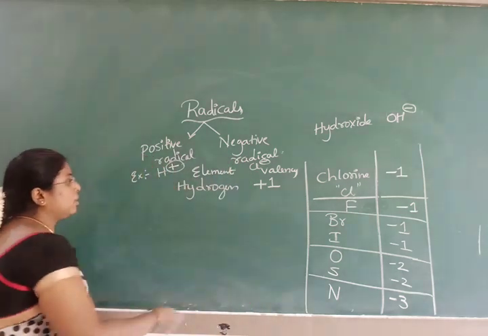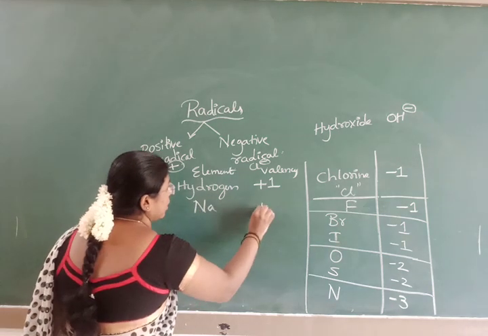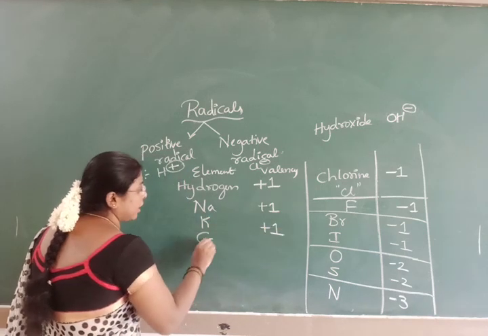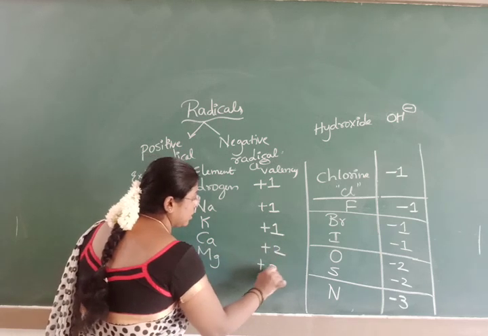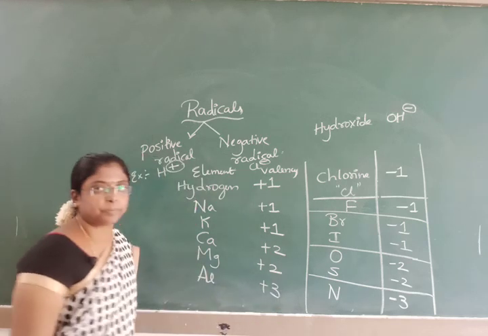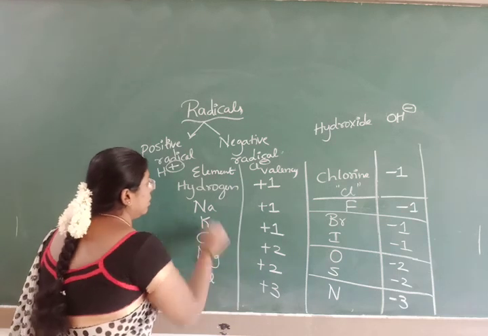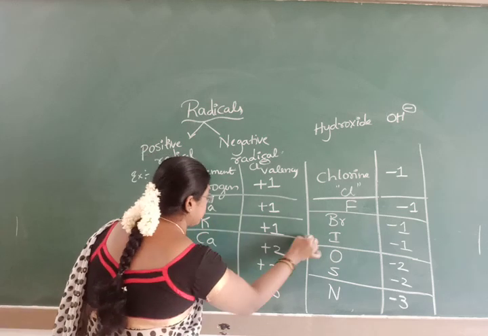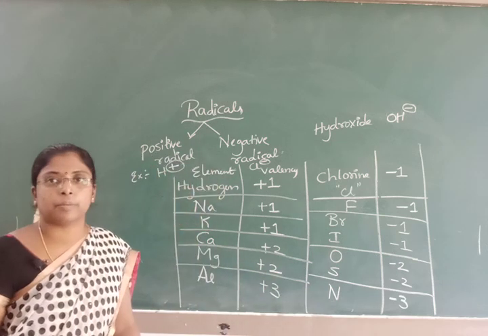If I take hydrogen, +1. Similarly sodium, Na, is also +1. Potassium is +1. If I take calcium, it is +2. Magnesium is also +2. Aluminium has +3. So let us write some compounds using these valencies.